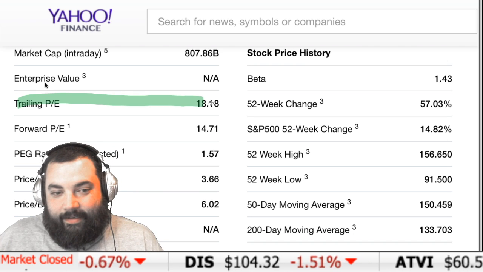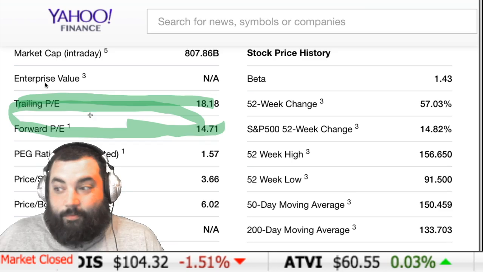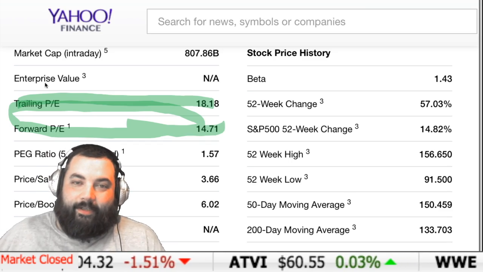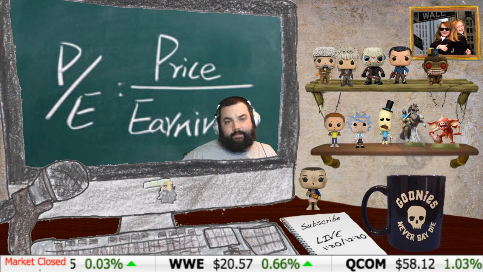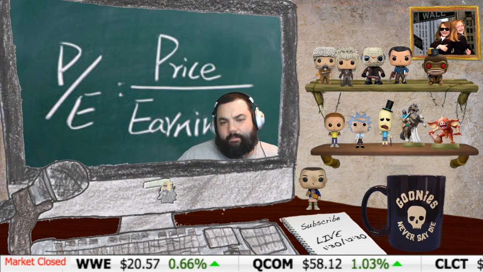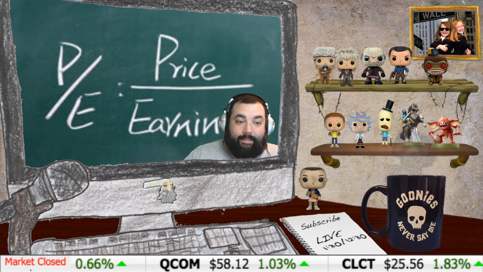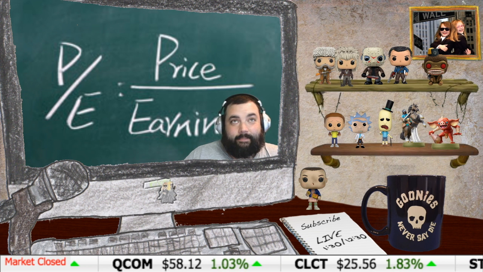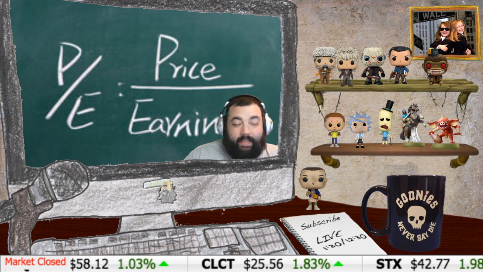So you've got your trailing and your forward price to earnings ratio. So what does the price to earnings mean? Well, the price to earnings is the multiple for the company of how many times its earnings people are paying for the company. It's a measurement of how expensive a company is in a lot of ways.